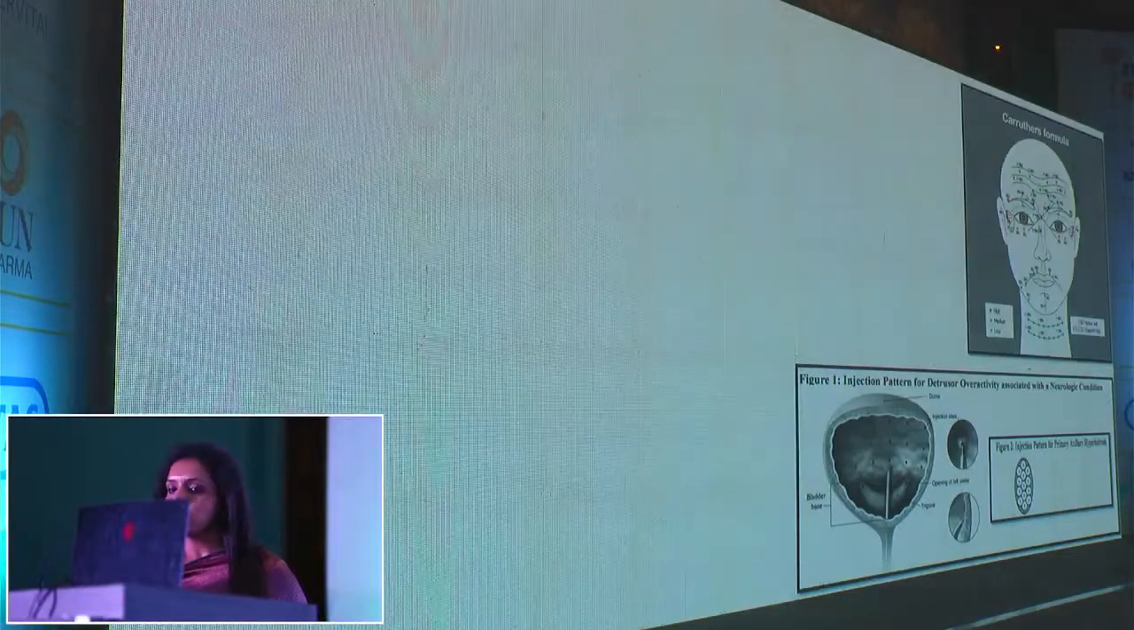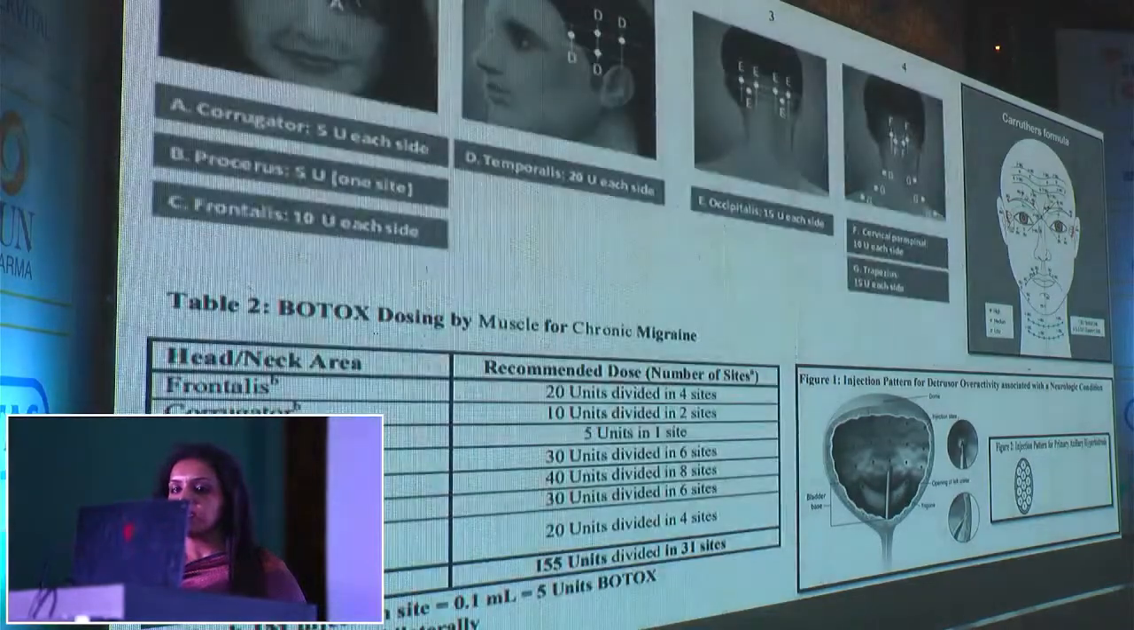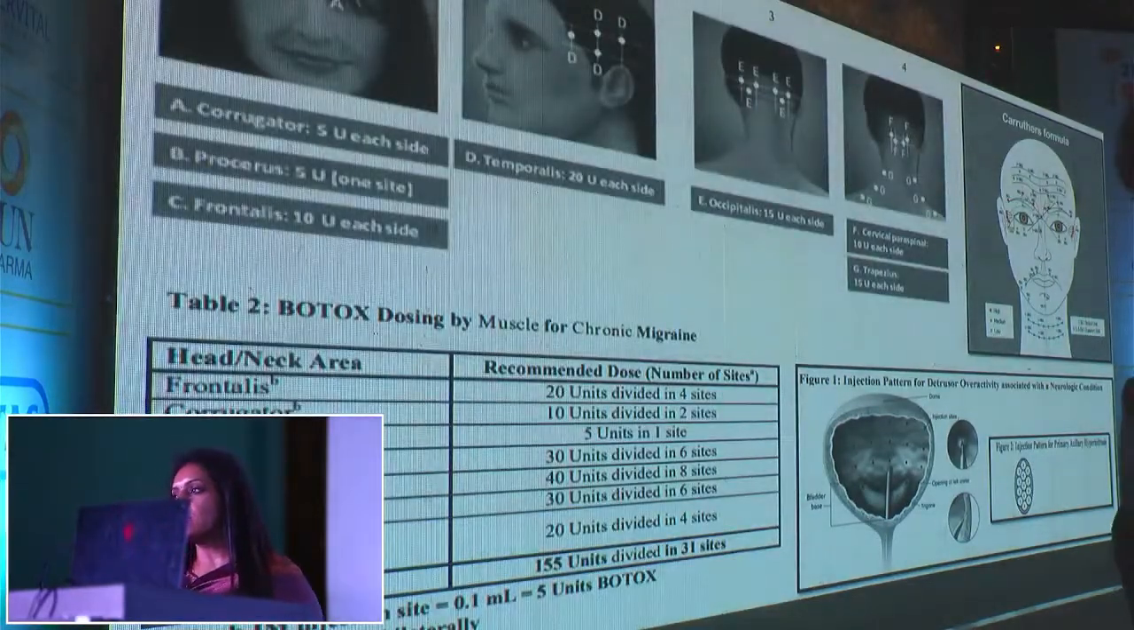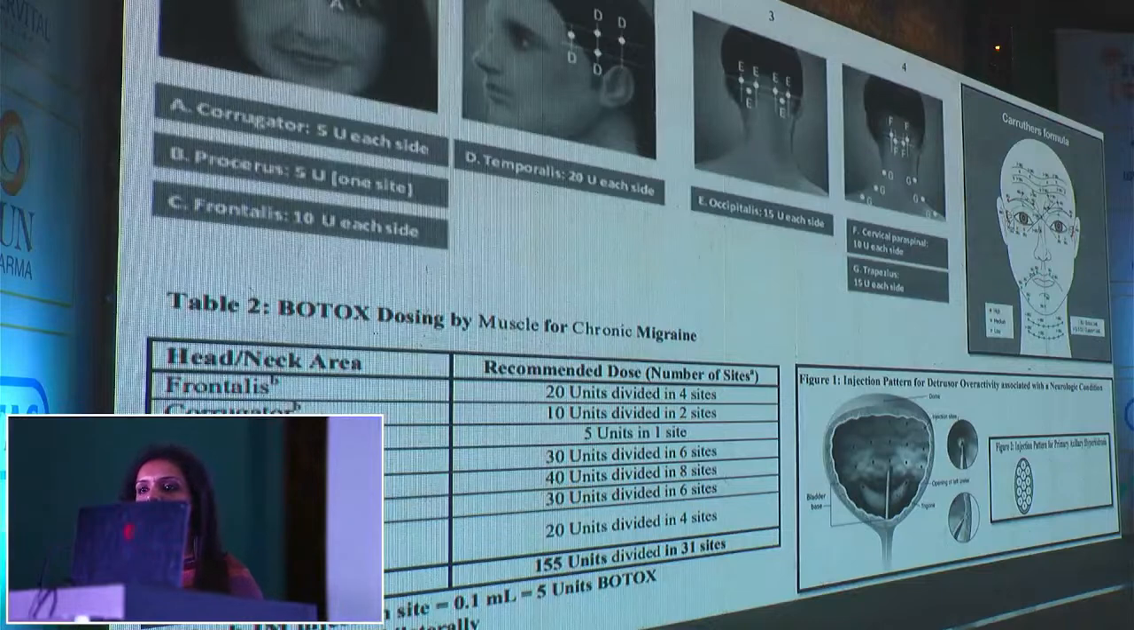In detrusor hyperactivity, these are the sites where we have to inject. This is for axillary hyperhidrosis. This is for wrinkles, for cosmetic purposes, and this is for chronic migraine. There are many new methods of injecting Botox in chronic migraine, and new modalities are also available.